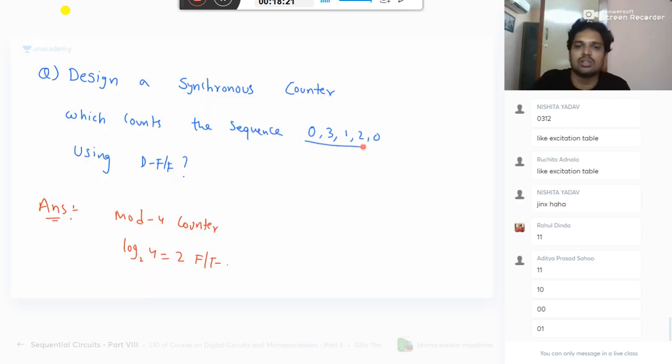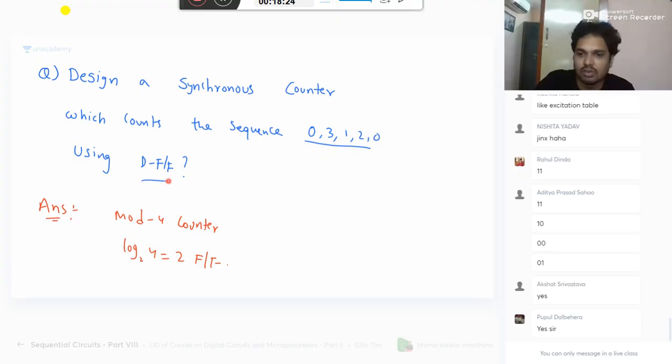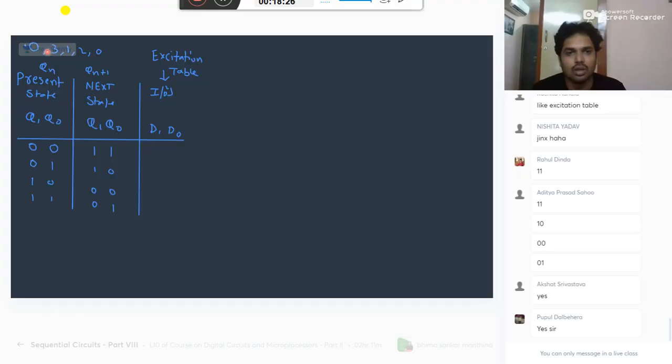You want to make this sequence using D flip-flops. So now D1, D0. What are D1 and D0? The excitation table of the D flip-flop is very simple: Qn plus 1 equals D. Using that rule, whatever you want in the next state, the same should be given as the input. It does not depend on the present state.